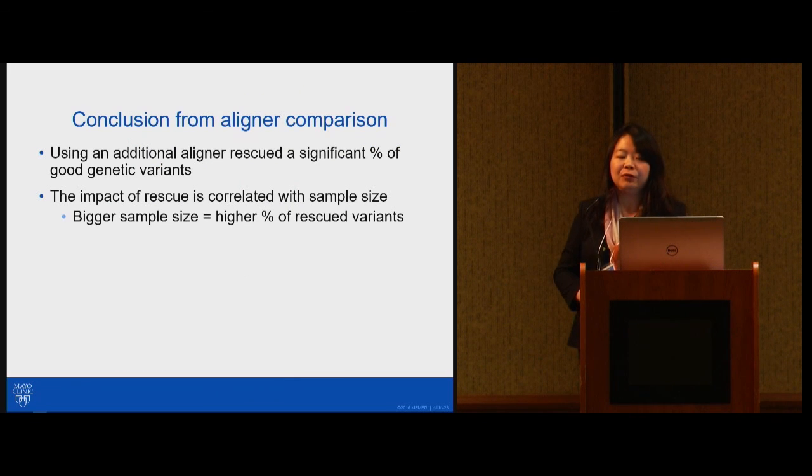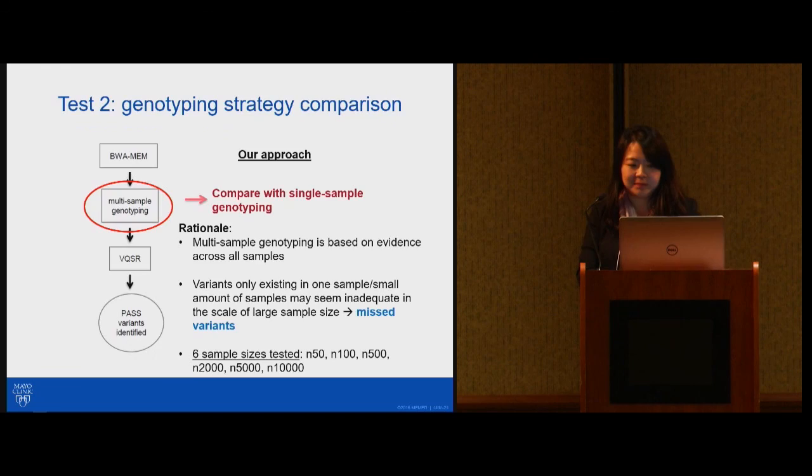So to conclude from our aligner comparison test, we see that using an additional aligner rescued a significant percentage of good genetic variants. The impact of rescue is correlated with sample size. With bigger sample size, we get higher percent of rescued variants.